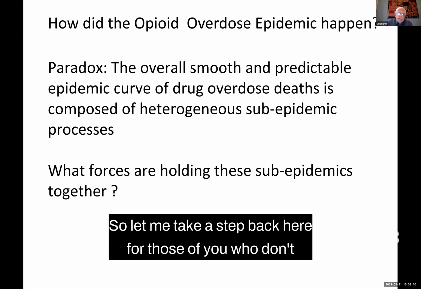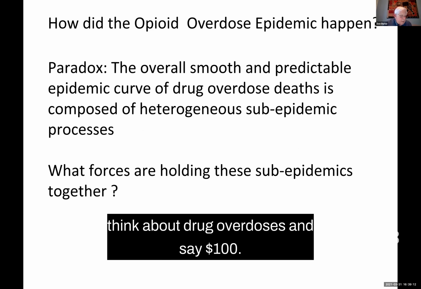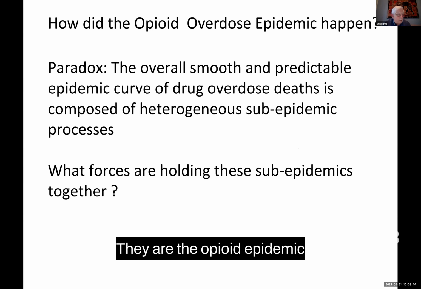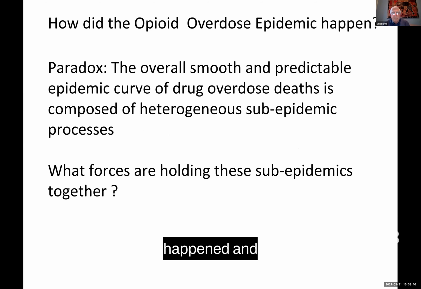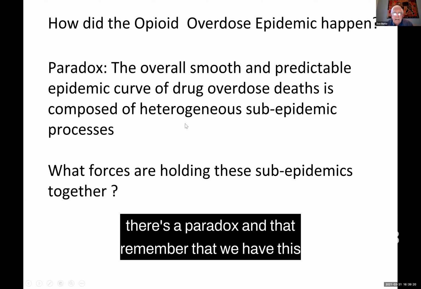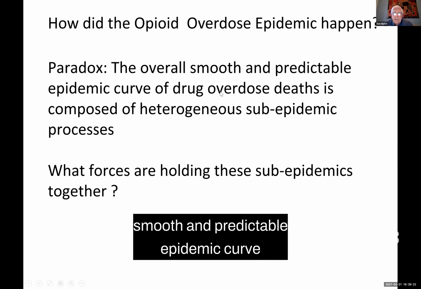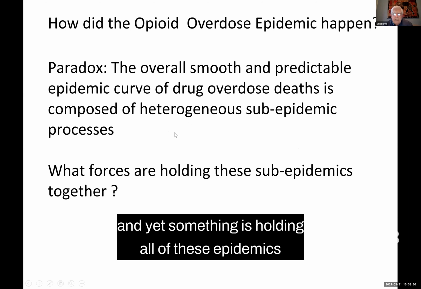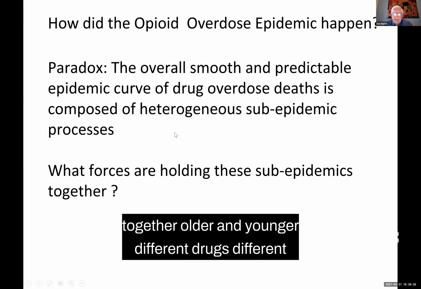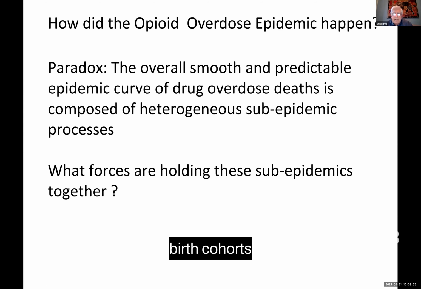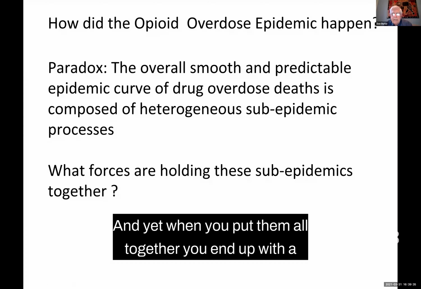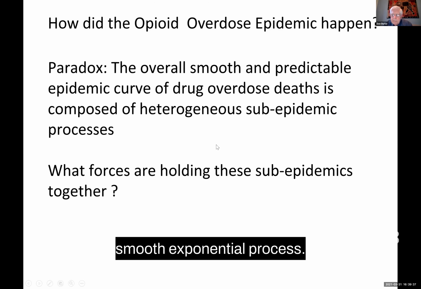So let me take a step back here for those of you who don't think about drug overdoses and ask, how did the whole opioid epidemic happen? There's a paradox: remember that we have this smooth and predictable epidemic curve, and yet something is holding all of these epidemics together, older and younger, different drugs, different birth cohorts. And yet when you put them all together, you end up with a smooth exponential process.